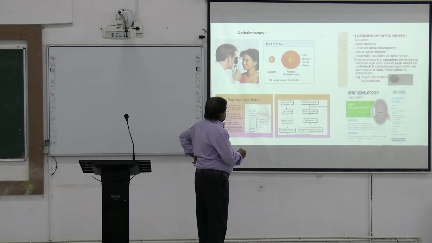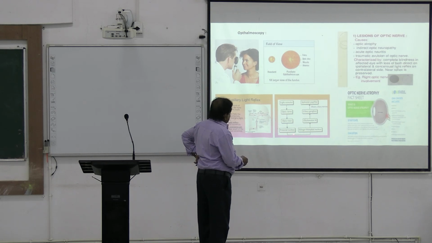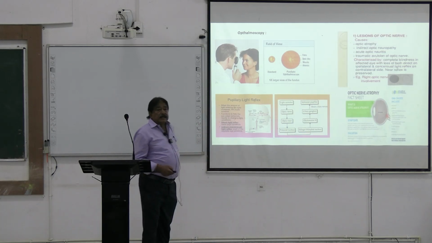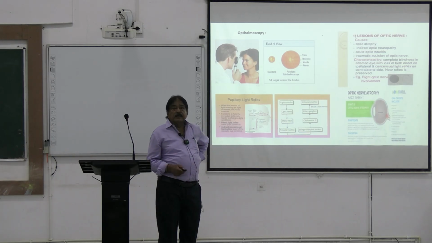Now, light stimulus, optic nerve, optic tract, pretectal nucleus, then Edinger-Westphal nucleus, oculomotor nerve, ciliary ganglion, sphincter pupillae, short ciliary nerve. Now, Edinger-Westphal nucleus can be a short note or it can come in MCQ.